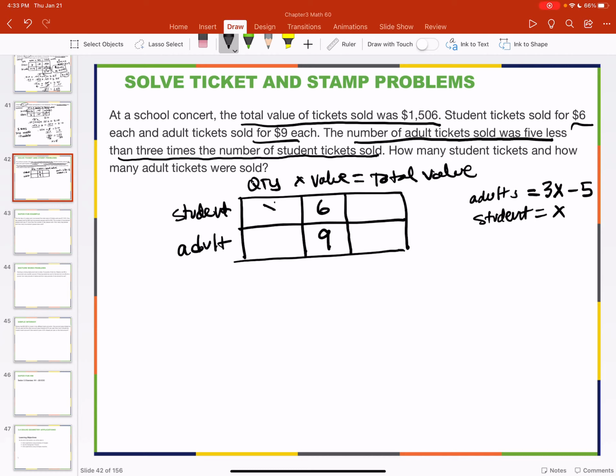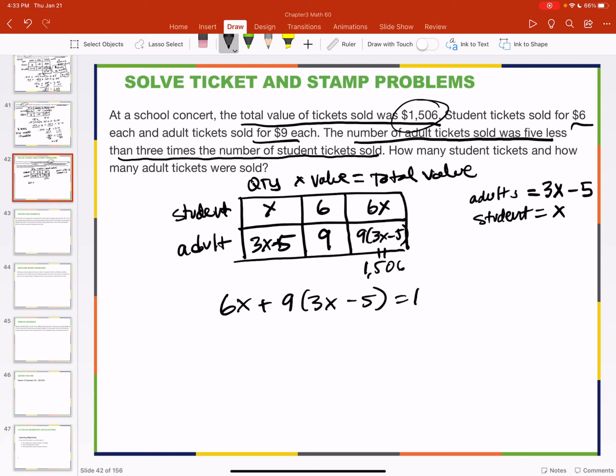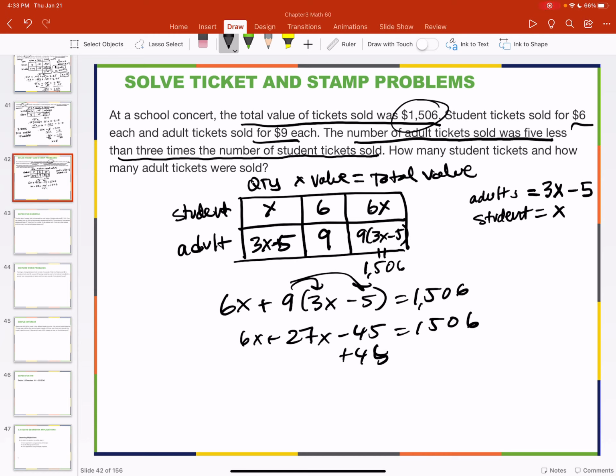So we have students, the quantity is X, and then for adults is 3X minus 5. Okay, then we multiply across: 6X, 9 times the quantity 3X minus 5. Together, that's going to be 1,506. So then let's go ahead and write that in a beautiful equation. Let's distribute here. 6X plus 27X minus 45 is equal to 1,506. So add 45 to both sides.